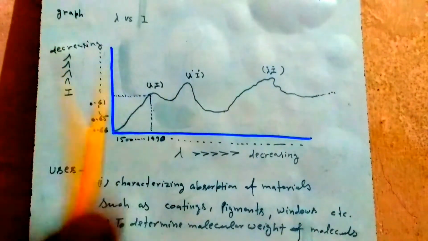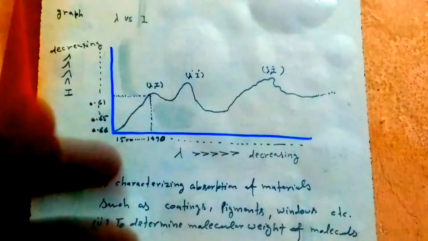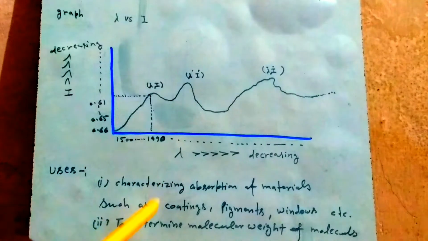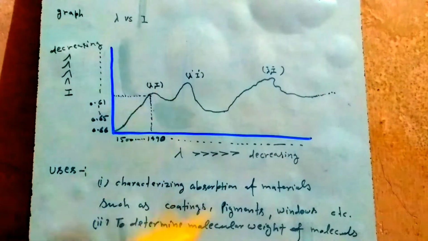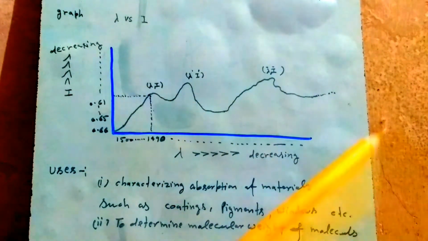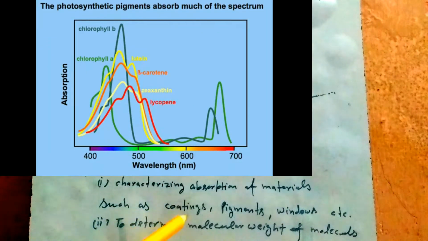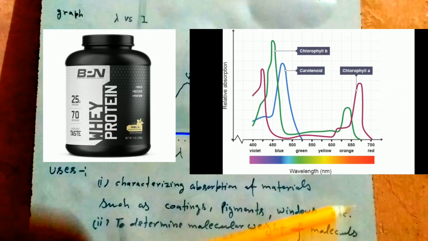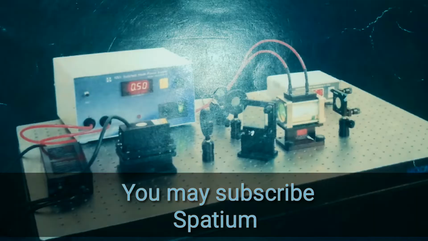The use of the ultraviolet spectroscopy technique is that we can use it to characterize the absorption of materials such as coating absorptions, pigment absorptions and the absorption of windows. And as a further application of this UVS technique, we can determine the molecular weight of molecules. Thank you.